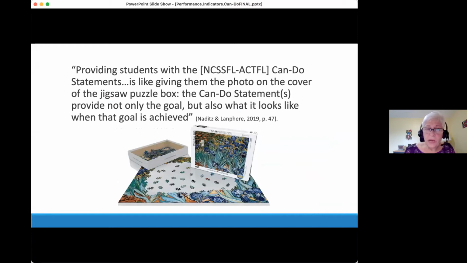So I love this quote because I think it gives us a way to think about our performance indicators, although it was written with the NCSSFL-ACTFL Can-Do Statements in mind. Providing students with the can-do statements is like giving them the photo on the cover of the jigsaw puzzle box. The can-do statements provide not only the goal, but also what it looks like when the goal is achieved.